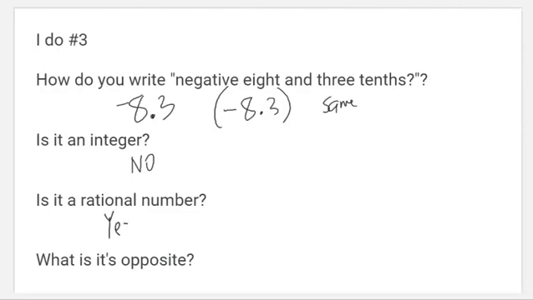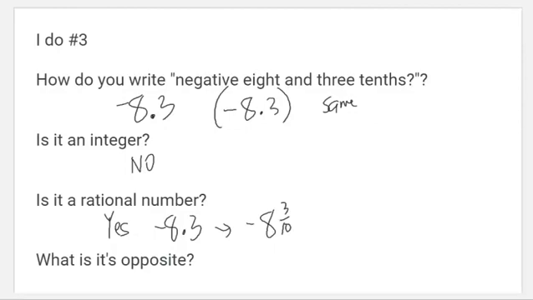Yes, it could be. Here's the deal. We have to do a little bit of work to get there. The answer to the question is just yes, but to prove it to you, negative 8 and 3/10, we know how to turn that into a mixed number, and that's the same as negative 8 and 3/10.